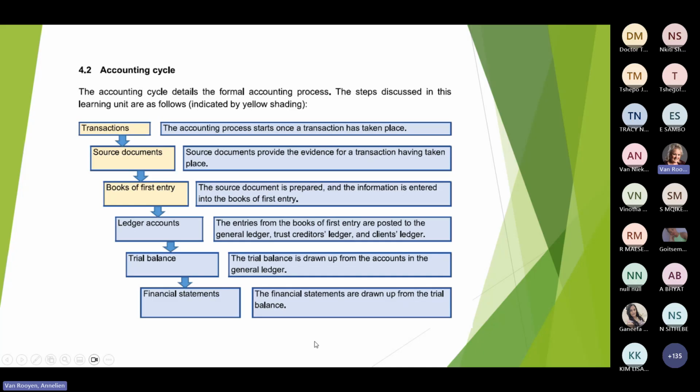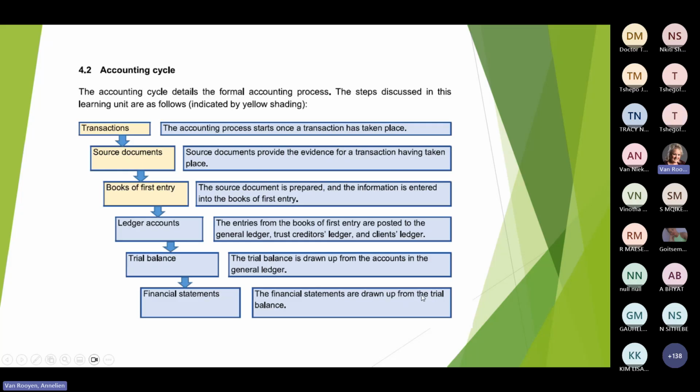Now, I'm sure you came across this in some of the previous learning units already, the accounting cycle. But I want to take you back to this again, because this is what accounting is all about. The accounting cycle details the formal accounting process. The steps discussed in this learning unit are as follows.